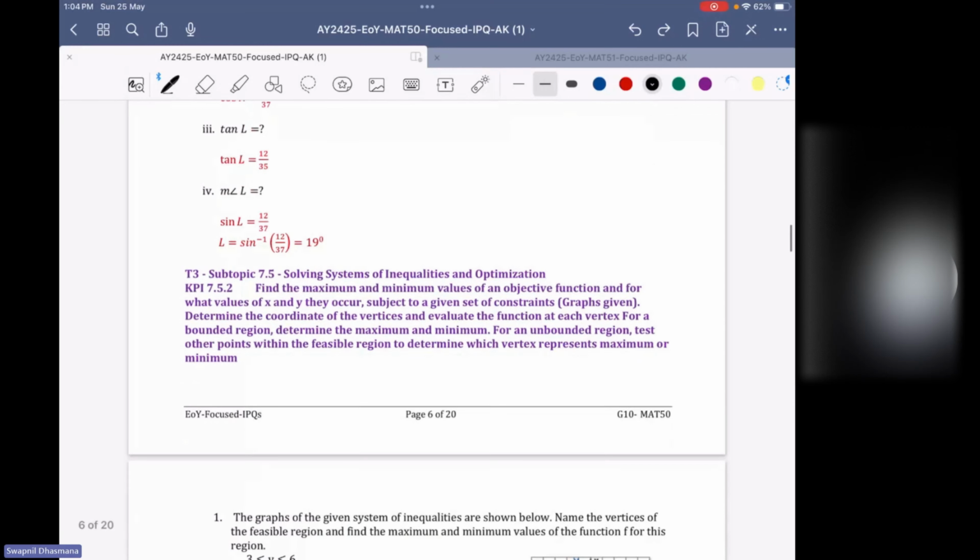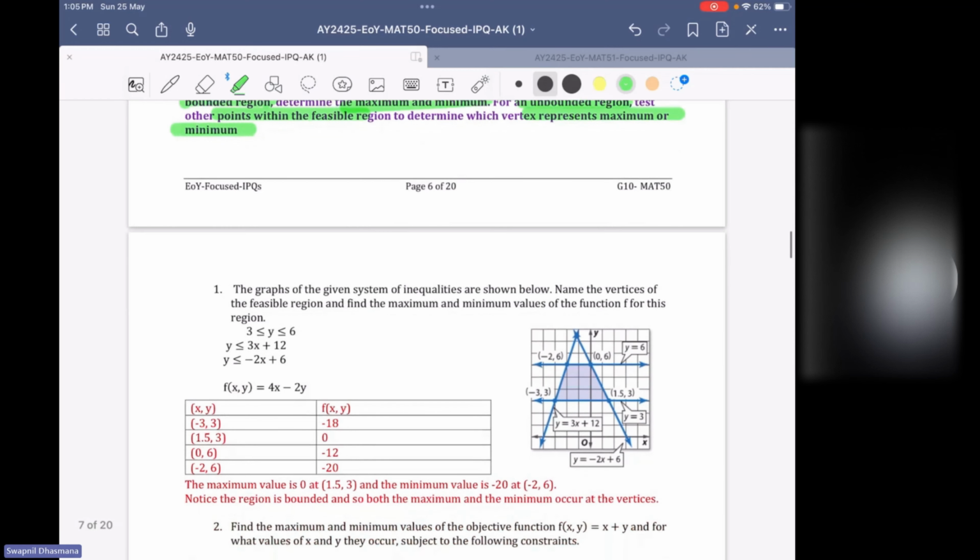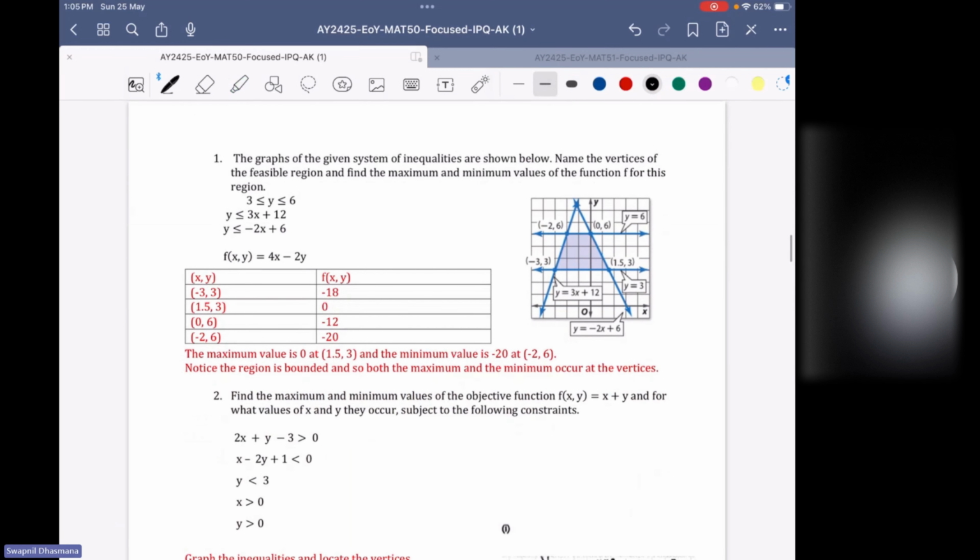We did sine, cosine, and inverse. Now the new one, we have learning objectives. We have to find the maximum minimum value for the function. We have to find the vertices and evaluate each vertex for the bounded region, maximum minimum. For an unbounded region, we have to test other points and see if it's maximum or not, or minimum or not. So solving system of equations, for example, the graph will be given, like it's given to you. So name the vertex of the feasible region and find the maximum minimum.